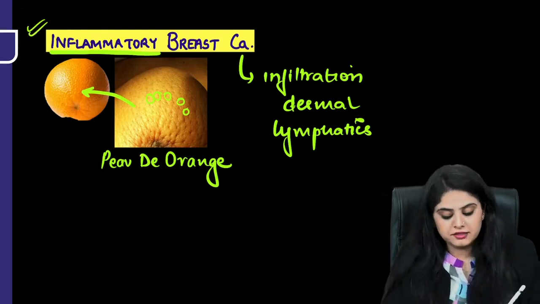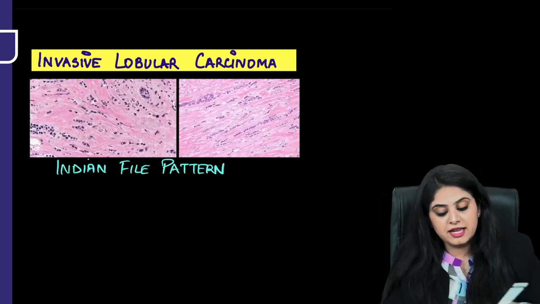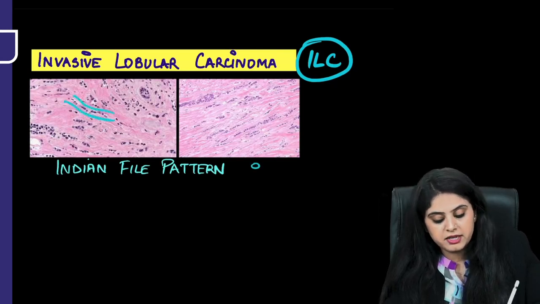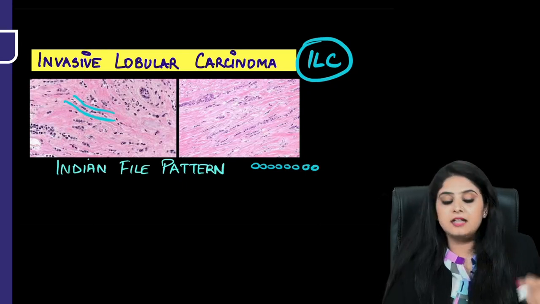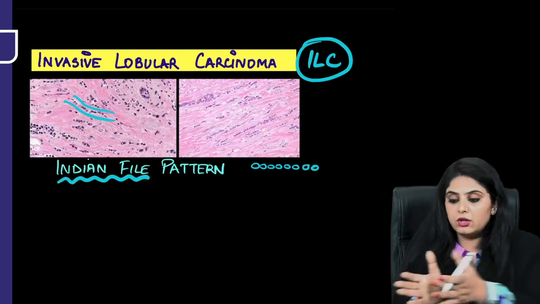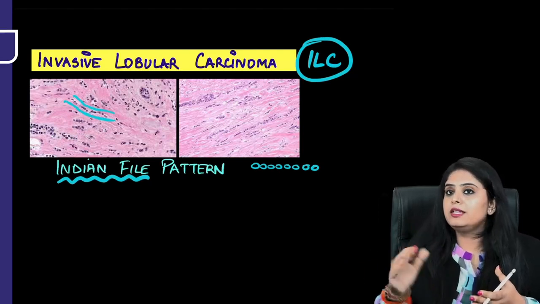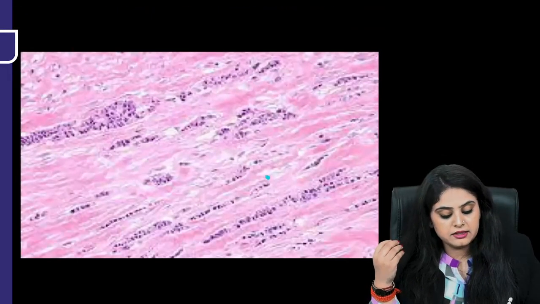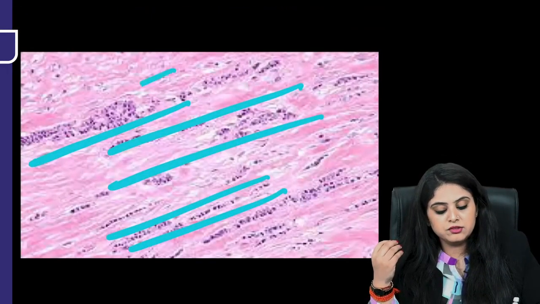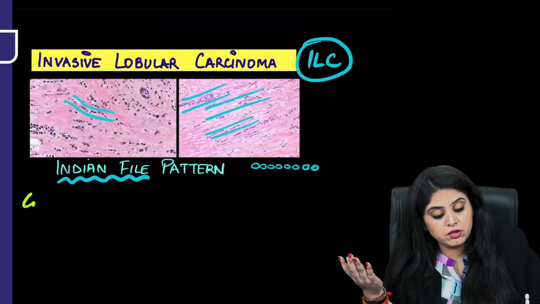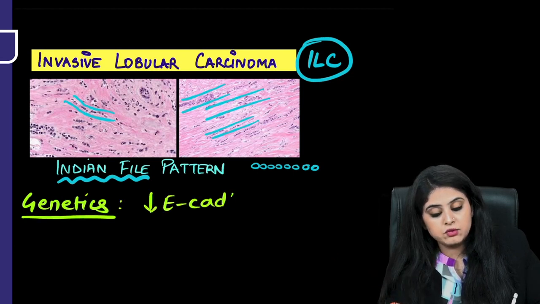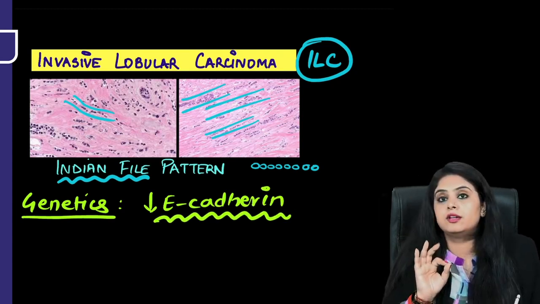All of these were ductal cancers. I know all of you are also waiting for the famous ILC, invasive lobular cancer. In invasive lobular cancer, the cells will be present one behind the other. Indian file, like Indian army men, very disciplined. If you tell them to stand in a line, they'll be totally standing one behind the other. Same way, these cells are standing one behind the other like this. That is the Indian file pattern that you see in invasive lobular carcinoma, for which of course they're going to ask you the genetics. Please note, the genetics is loss of E cadherin, which I have told you so many times. Loss of E cadherin is seen in invasive lobular carcinoma.